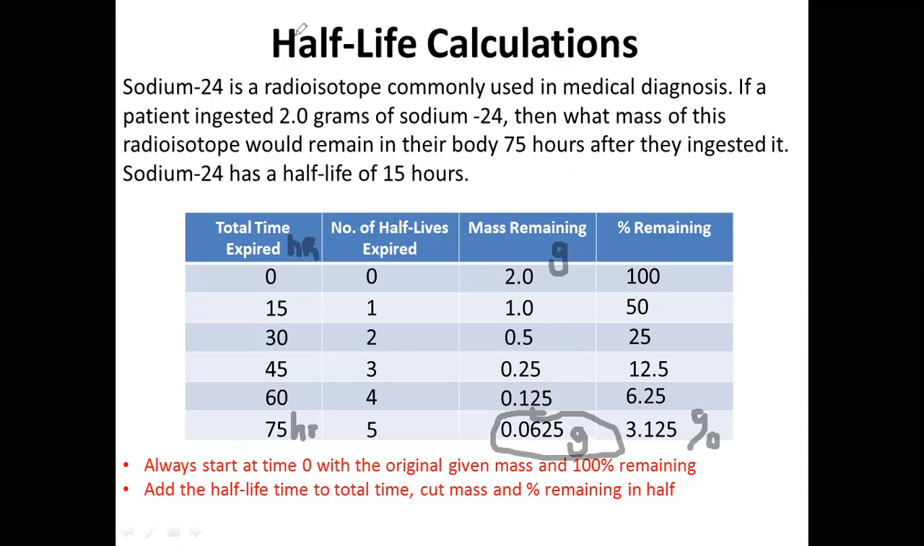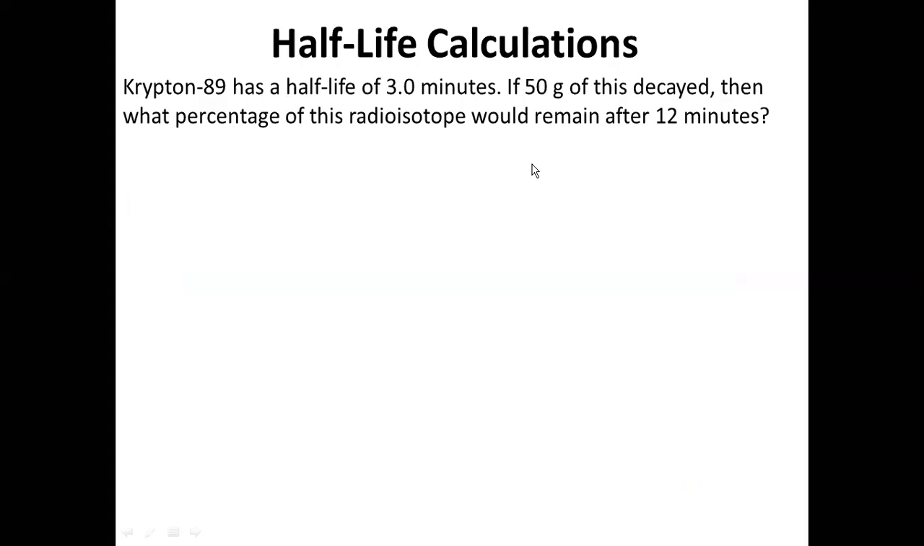Okay, let's move on to another context. We're going to do the same thing. We set the table up in the same format. We'll clear the drawings here. New context, now it's krypton. Hey, look, krypton has a different half-life. Now it's only 3 minutes. Very quick half-life. The original mass that we're beginning with is 50 grams.